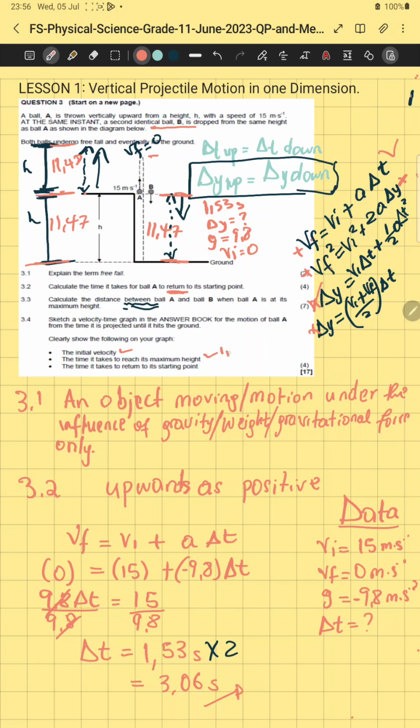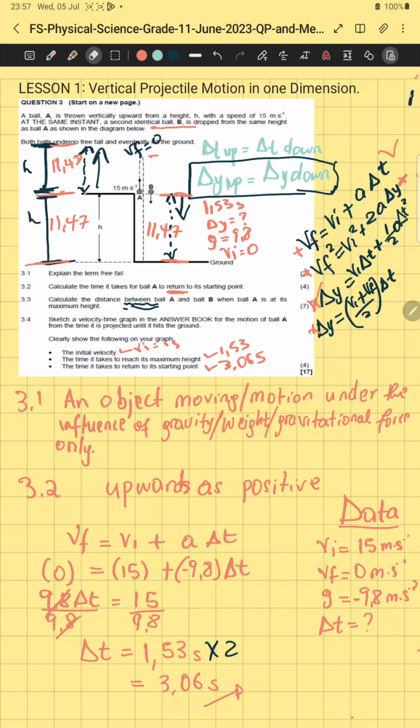Remember, it is 1.53 seconds to reach the maximum height, and the time it takes to return to its starting point. Remember, the time to return to its starting point is 3.06 seconds. So we need to indicate this time, and the initial velocity, remember, it's 15. All right, so we need to indicate the three values.